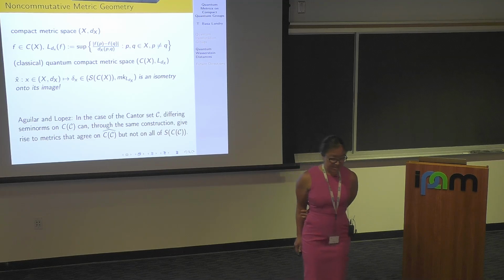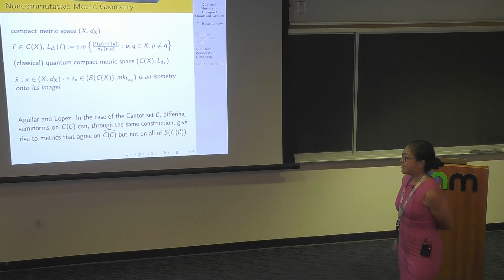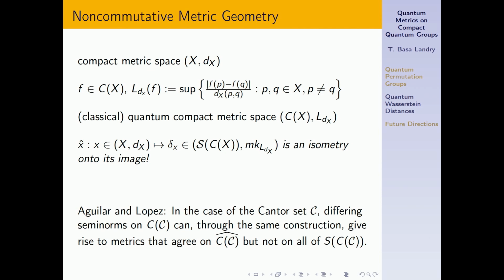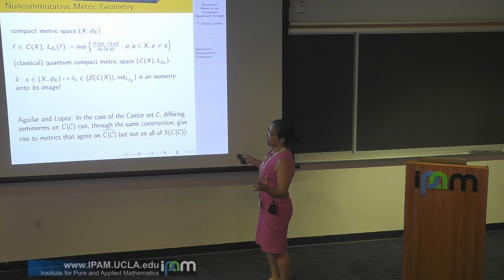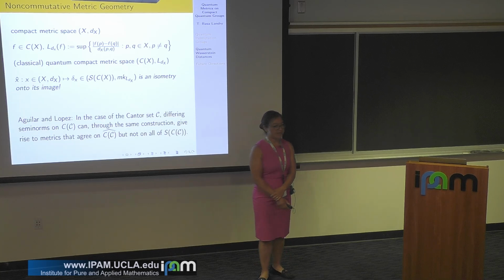And so another example of a classical space would be a fractal like the Cantor set. So even in that case, there are differing quantum metrics on this classical space, since you can equip them in different ways with different quantum metrics. And so it agrees on the embedding of the original space, but differs on the rest of the state space. And so we can view these as embedded in entirely different quantum compact metric spaces.